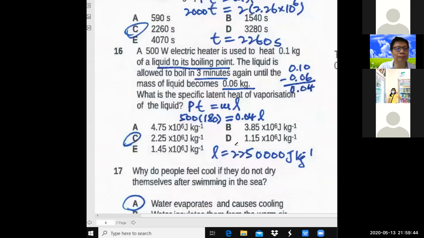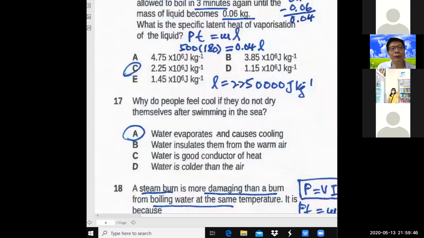Okay, number 17. Why do people feel cold if they do not dry themselves after swimming? So we have discussed that because of evaporation of the water, when the water sticks on your skin, the water evaporates, so it absorbs the heat from the skin, right? Water evaporates and causes cooling, okay? Why does evaporation cause cooling? The reason is when you evaporate, it will absorb latent heat of vaporization from your skin, okay?